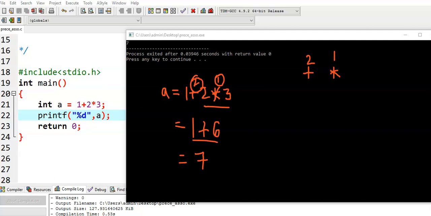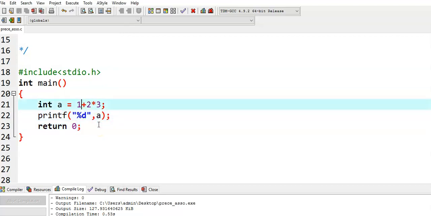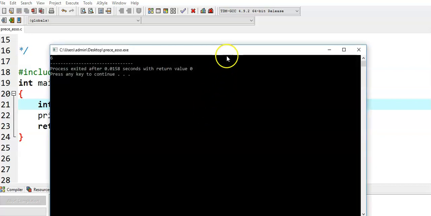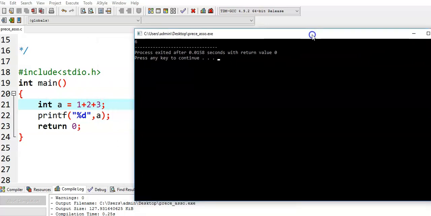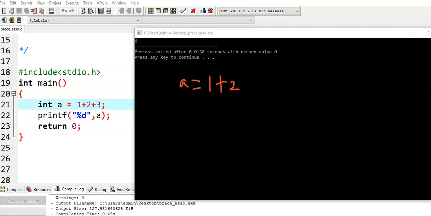Now coming to associativity. Now assume that instead of using star, I write plus here, the same plus. Now I run this program. So we got output 6. Now we see how this is executed. So again I am writing a = 1 + 2 + 3.